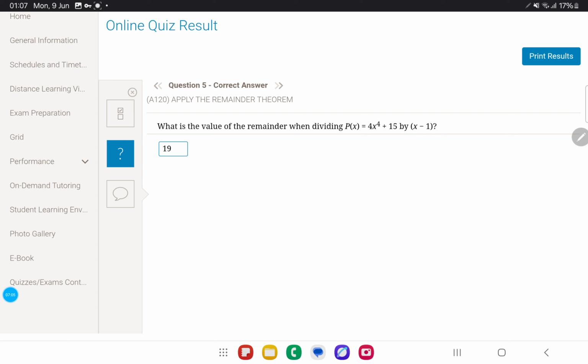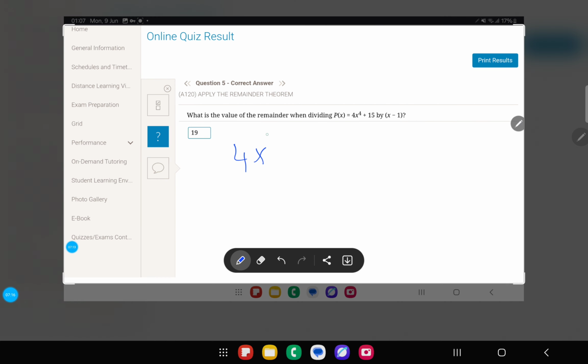Now, again, what is the value of the remainder when dividing p of x equals 4x to the power 4 plus 15 by x minus 1? Alright, so you do 4x to the power of 4 plus 15, and they want us to find the remainder. So we use the remainder theorem again. We get the root from x minus 1, we flip negative 1 to the other side, you get x equals 1.